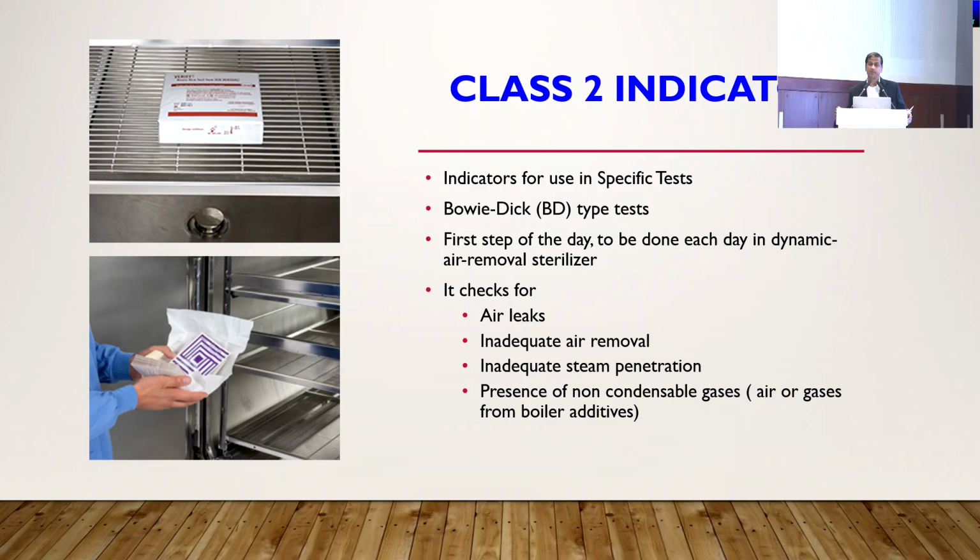So what happens when the Bowie-Dick fails? It simply means that there has been an air leak, the air has got back into your chamber after your vacuum has been attained, or there has been inadequate air removal, or the steam has not penetrated inside because of the air presence. So a failed Bowie-Dick simply means that there is residual air inside your chamber.